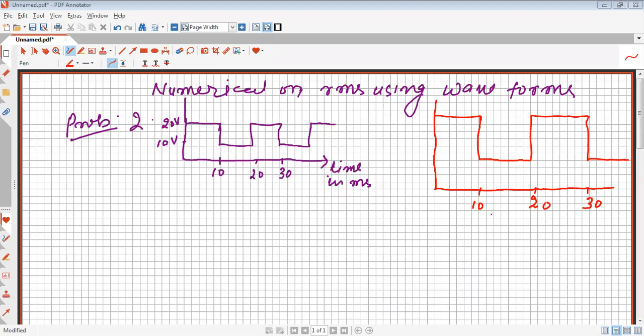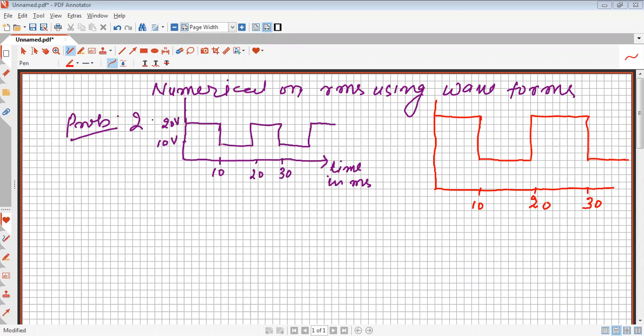Hello everyone. In this part of the video, I'm going to discuss some numericals where the waveform is not sinusoidal. For this kind of waveform, how can we find the RMS value and average value?